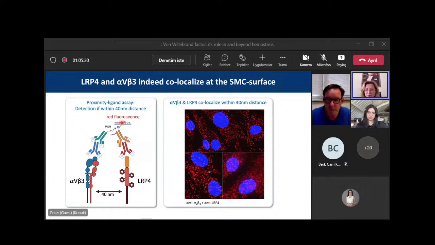What are the blue circles in this picture? Well, those cells are also stained with DAPI, which is a marker for the cell nucleus. So those are the nuclei of the cells.